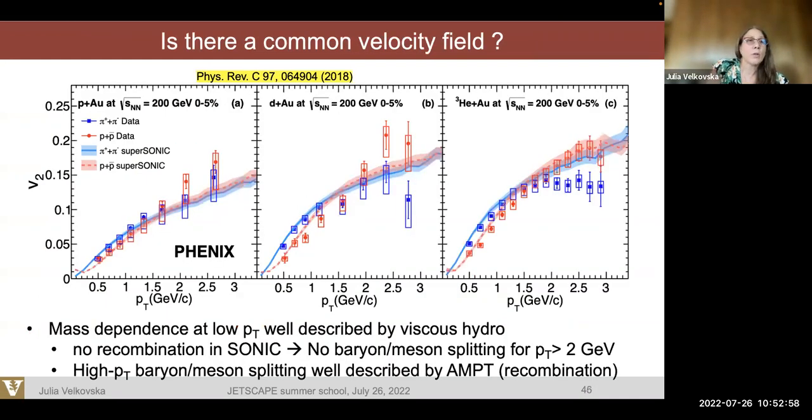We also measured identified particles, and this is the v2 measurement in p-gold, d-gold, helium-3-gold for pions and protons. And you see the characteristic mass splitting at low pT and the baryons going above the mesons for higher pT, above 2 GeV. That's in the data. This particular hydro doesn't have hadronization by recombination, so it doesn't capture this feature of the data, but it does describe very nicely the splitting at low pT.